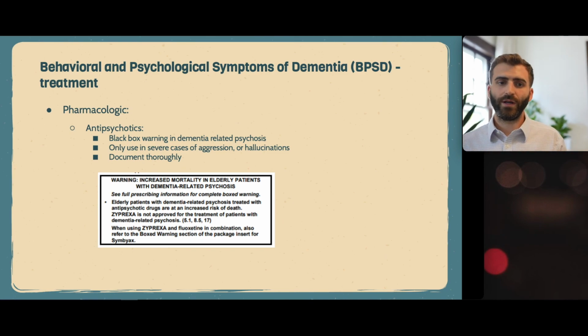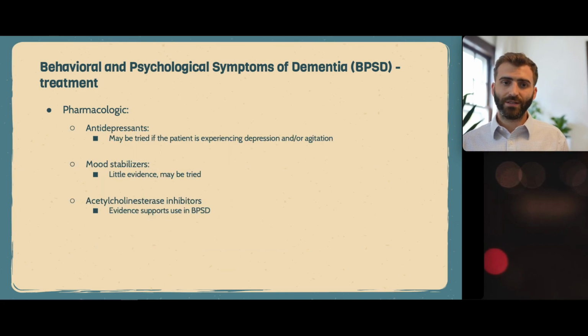Here is the black box warning, and here's what it says. Antipsychotics still can be used in dementia-related psychosis, but you really only want to use them if the patient is really aggressive, has sexually inappropriate behaviors, things like that. You don't want to use them for minor causes, and document things really thoroughly. Antidepressants can be used. These are commonly used if a patient has depression, agitation, things like that. Mood stabilizers have little evidence but can be used. Acetylcholinesterase inhibitors probably will be used just because the patient has dementia, but there is little evidence specifically for the behavioral and psychological symptoms of dementia.